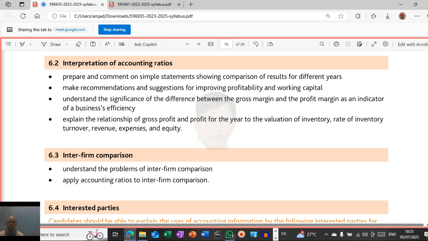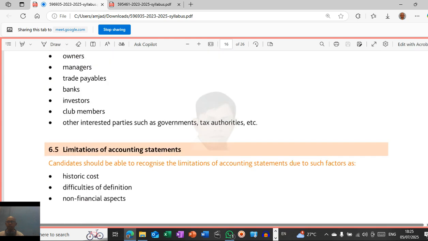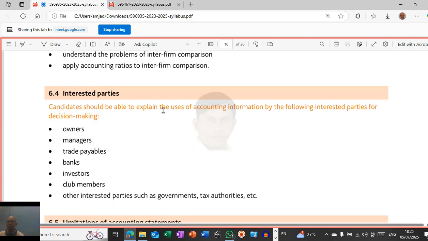Then the next lesson is 6.4, interested parties. Who are the parties who are interested in accounts? Candidates should be able to explain the uses of accounting information for interested parties for decision making: owners, managers, trade payables, banks, investors, club managers, and other interested parties such as government, tax authorities, etc.